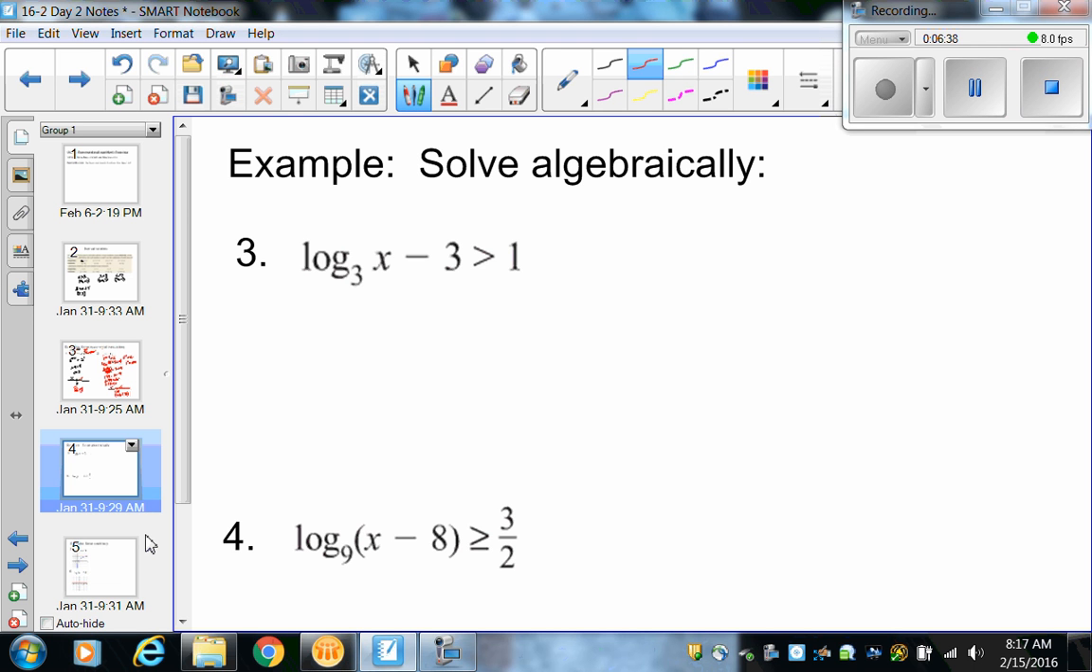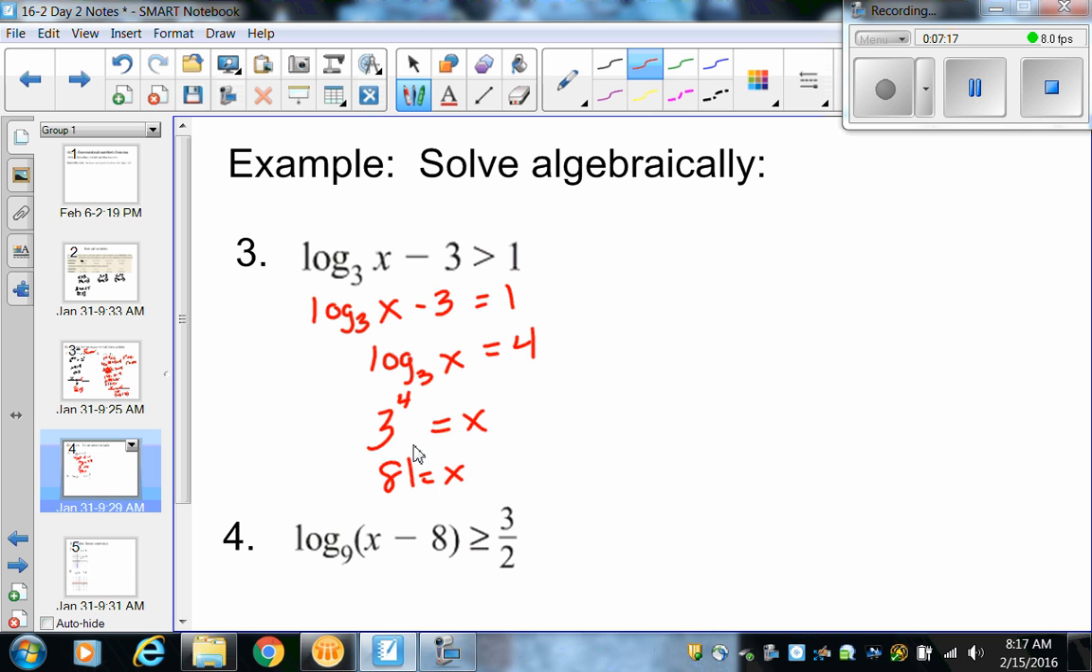Solving logs. We're going to do the same thing we just did, except now instead of being in exponential form, we're in log form. So in order to get the log by itself, the opposite of subtraction would be adding. And again, I'm going to change this from the beginning to an equal. I'm going to add 3 to both sides. I'm in log form and I'm stuck, so I'm going to convert it to exponential. So that tells me 3 to the 4th equals x, and 3 to the 4th in my calculator is 81.